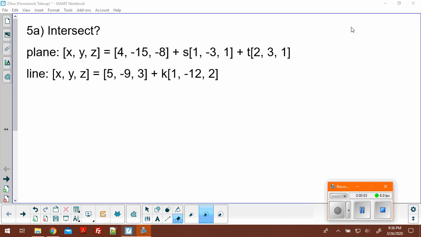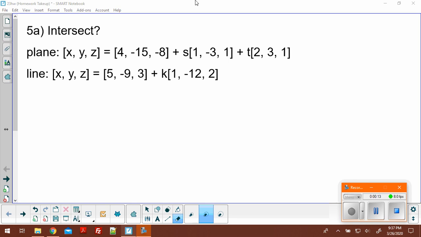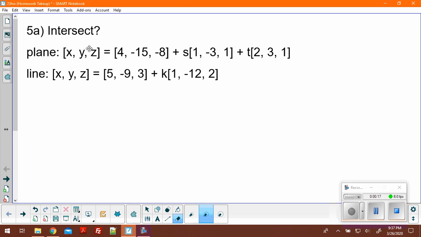Hello everyone. This is going to be the homework take-up for the lesson on the intersection of a line and a plane. There are quite a few questions here, so just bear with us and we'll work through them all. Okay, so this is question 5a. Basically, do these two things intersect?